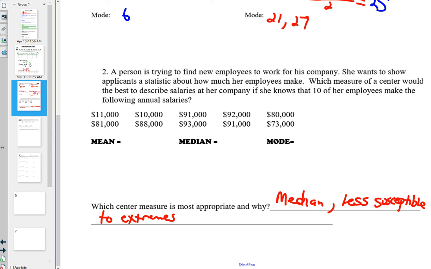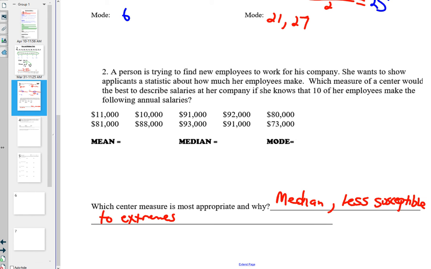Here's a group of data. A person is trying to find new employees to work for his company. She wants to show applicants a statistic about how much they make. Which measure of center would be best to describe the salaries if she knows that 10 of her employees make these amounts? Well, this is a skewed question because it looks like it's coming from the viewpoint of the person who's doing the interviewing. If you own a company, do you want to make it seem like your company gives out bigger salaries or that you pay less?